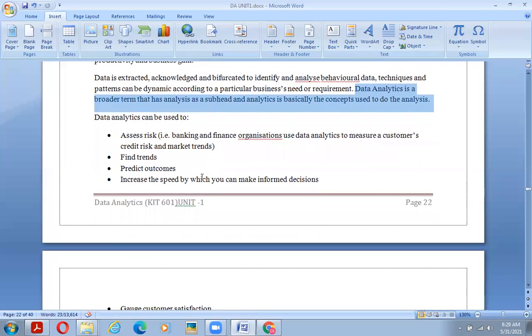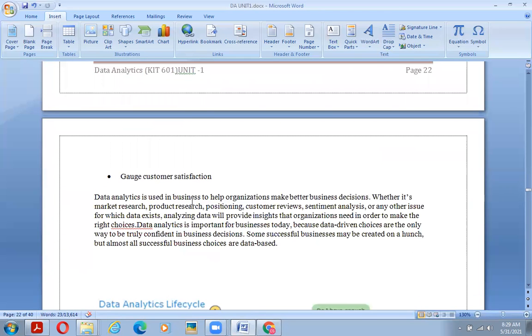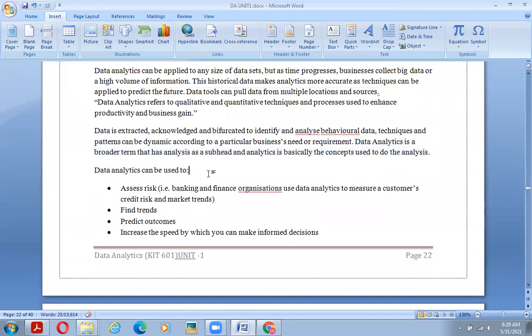So where is data analytics actually used in real life? In banking and finance, institutions use data analytics to measure a customer's credit risk and market risk, find trends, predict outcomes, and increase the speed by which you can make informed decisions. They also measure customer satisfaction.